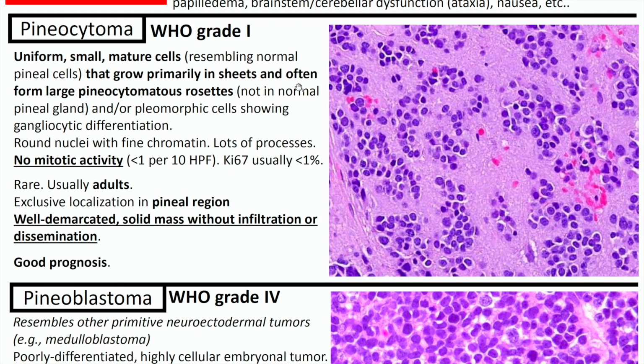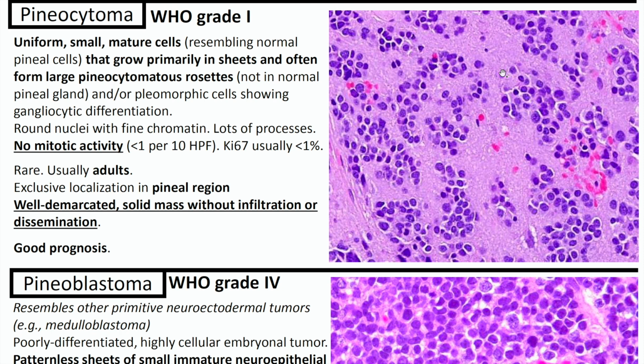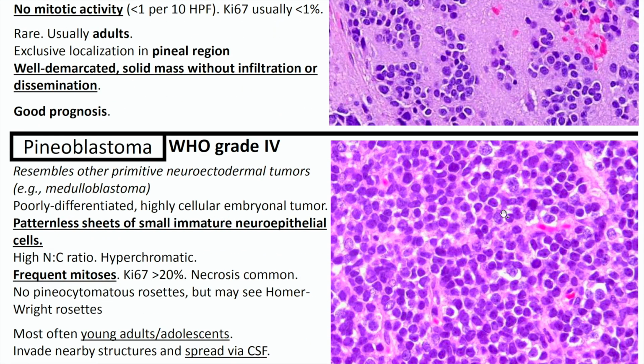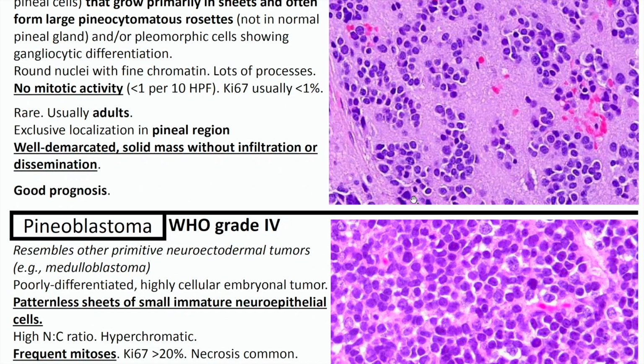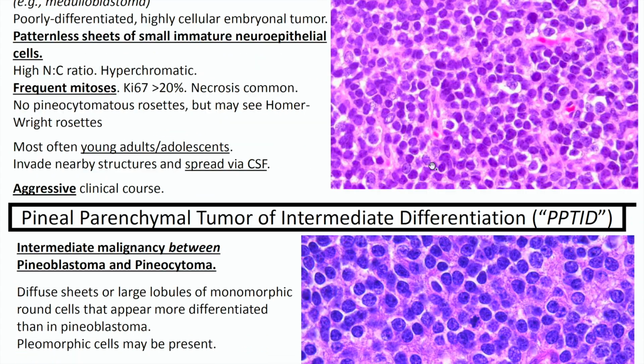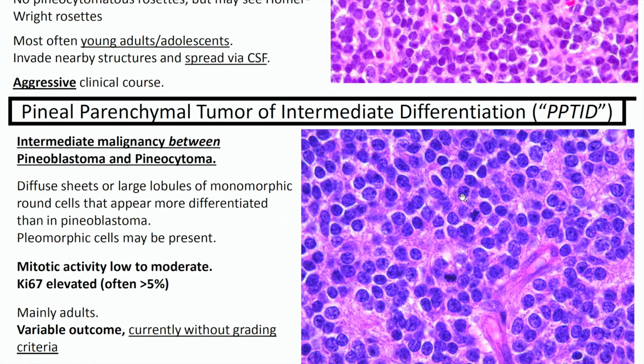And if you just look at these at low power, pineocytoma, WHO grade 1, is less cellular, less worrisome, versus very busy for the pineoblastoma, which is higher WHO grade and higher Ki67 expression. So sometimes just our gestalt and our first look can be more useful than we think.